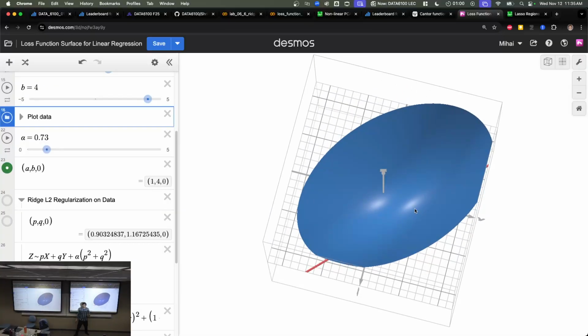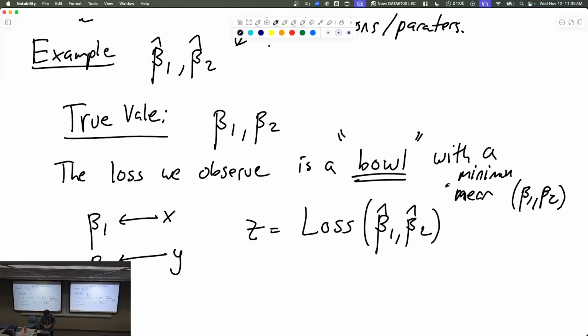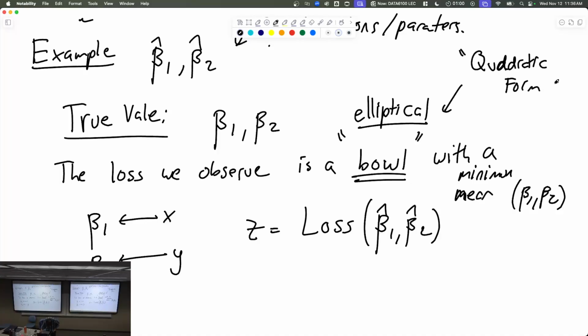So it's not circular. I would still say it's a bowl. Maybe let's specify. This is a very good point to clarify. It is an elliptical bowl, and more accurately, it is something called a quadratic form. So the loss function, as a function of beta hat 1, beta hat 2, is a quadratic form. So I did say here that there's a true value, beta 1, beta 2. That's what I drew in green. This was the green dot.